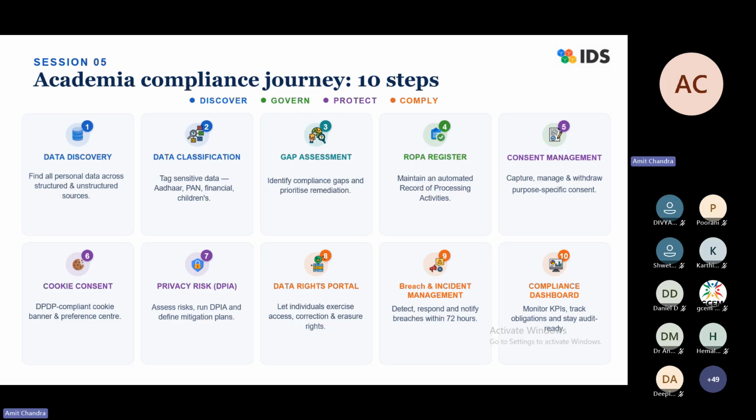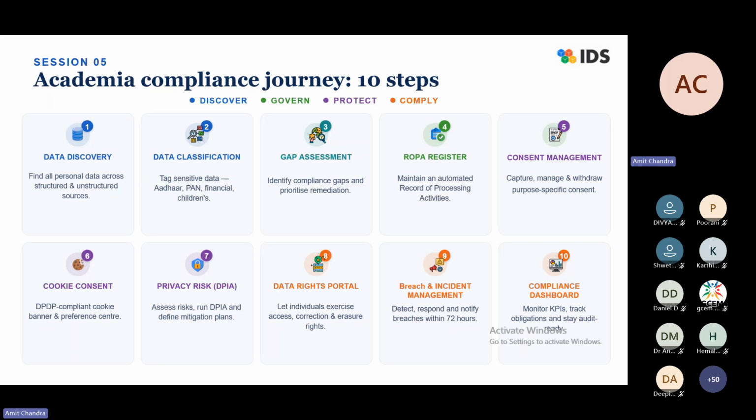These are the steps which we are going to follow in order to make sure that your university is DPDP compliant. It all starts with data discovery, where all the personal data across structured and unstructured sources will be collected. Then we are going to classify which is sensitive data, which is personal information, which is financial data. Then we do the gap assessment based on the classification, identify where the compliance gaps are within the collected data, and prioritize which is to be done first.